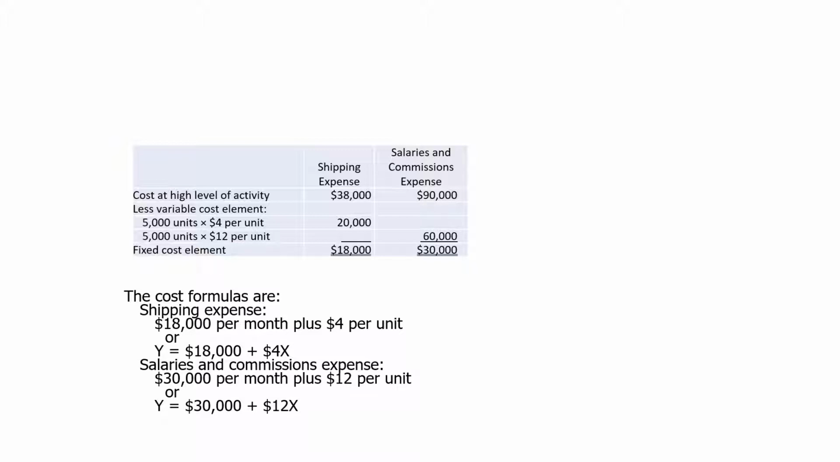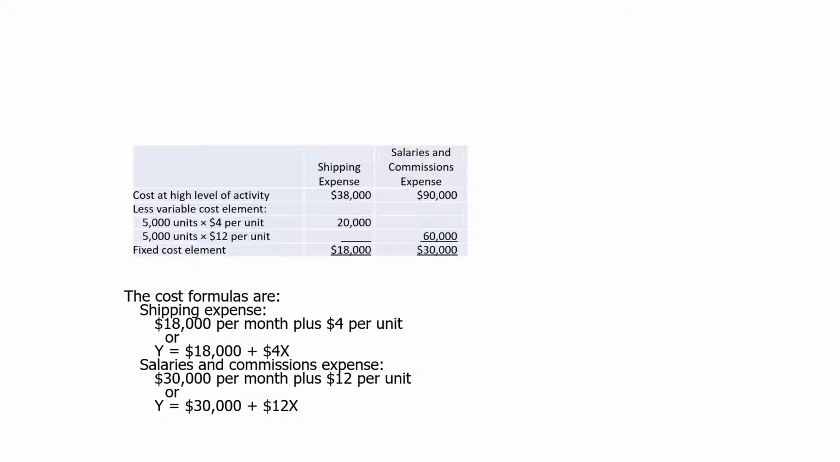So in the next part, we are determining the fixed amounts, I believe. The fixed elements would be, what is the total cost at the high level of activity? So for shipping expenses, it's $38,000, and that's in September. How many units were produced in September? 5,000. So if $4 is the variable cost for shipping, 5,000 units at $4 per unit, $20,000 was the variable cost associated with shipping for those units. So the fixed portion would be the difference, or $18,000.